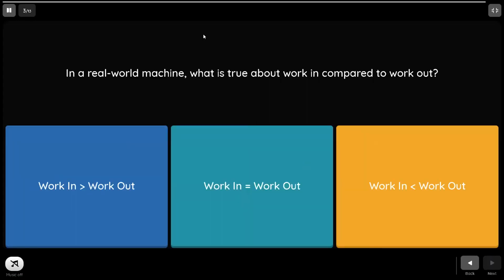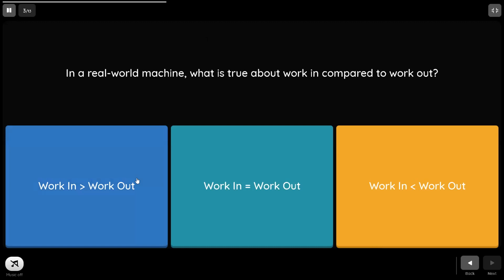Now, in our real world machine, what is true about the work input compared to the work output? Is the work input greater than the output, or does the input equal the output, or is the work that you inputted less than the work output? Work input equals work output is ideal, but in our real world, the work in is more than the work out because the efficiency is never 100%.